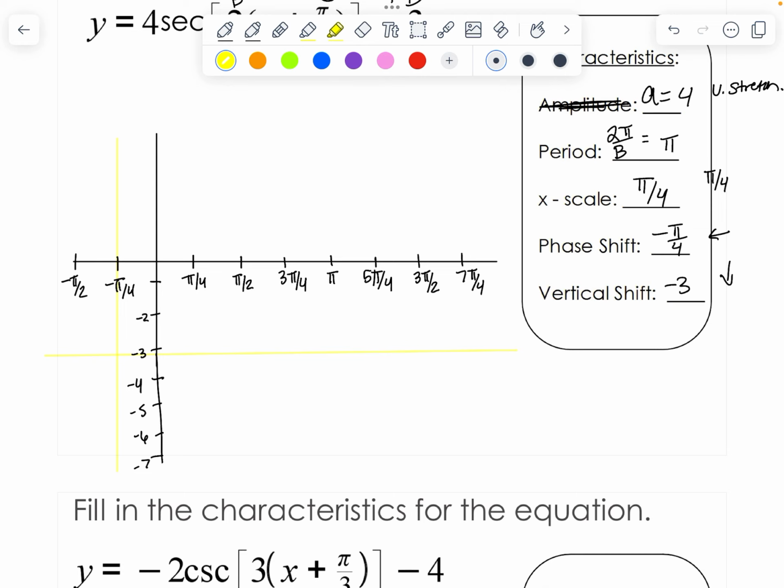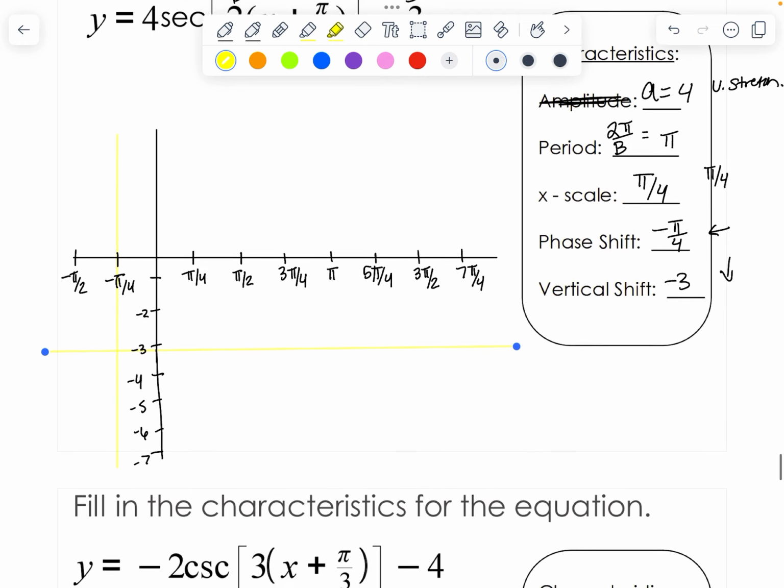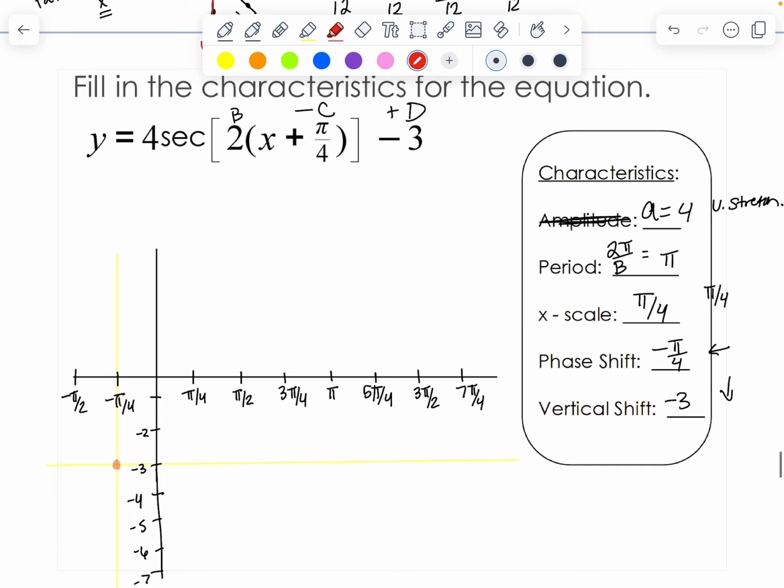Trying to draw straight lines. There we go. I like Notability. There we go. Okay, and then we're going to use this point right here as our new origin point where those vertical and horizontal shifts intersect. So we're going to graph from there.